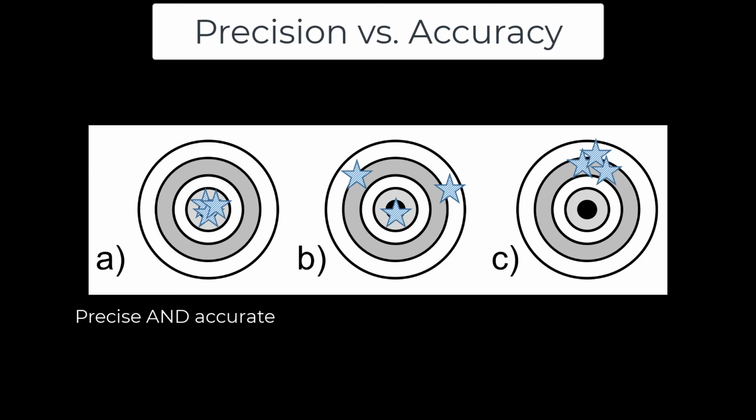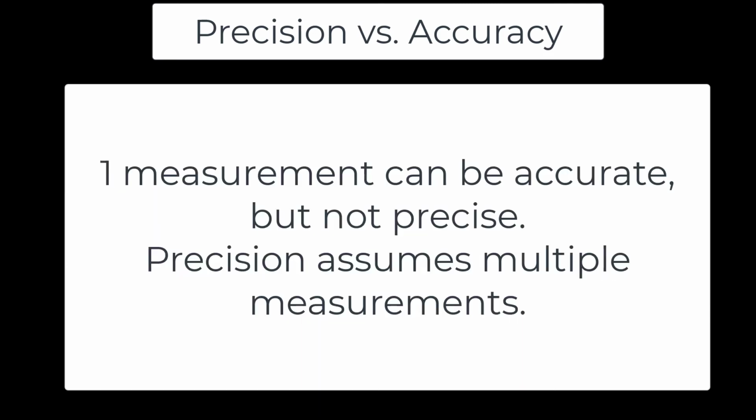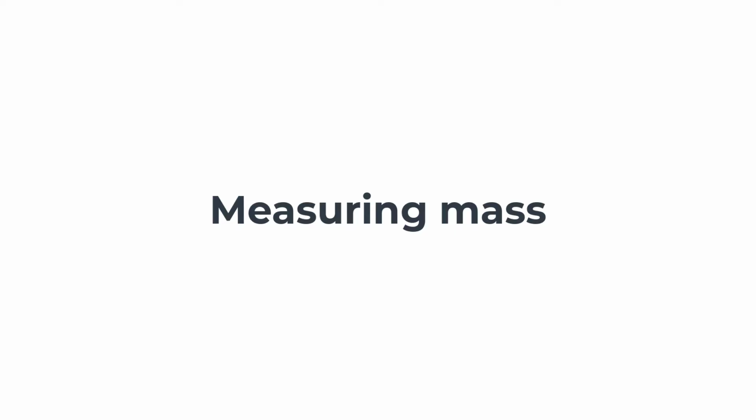Measurements can be precise and accurate. They can be accurate but not precise, or they can be even precise but not accurate. In order to have precision, there must be repeated measurements. If you take only one measurement, it could be accurate, but you could not say that it was precise.